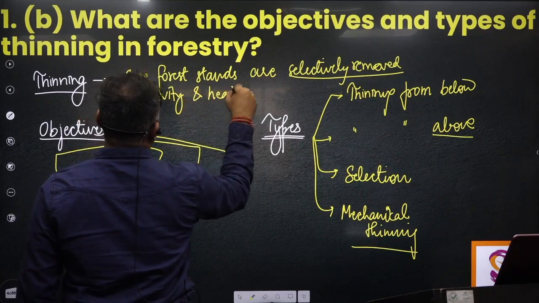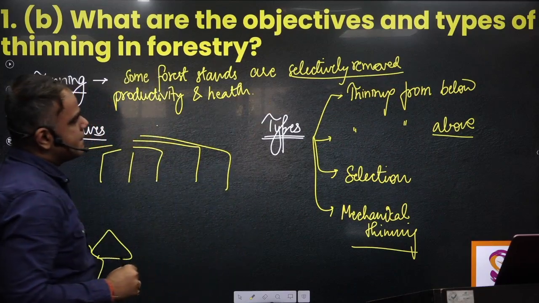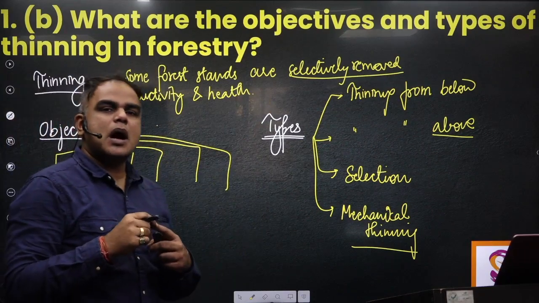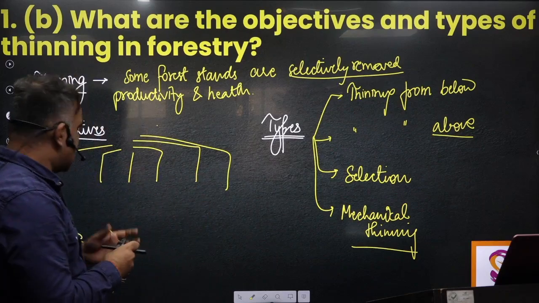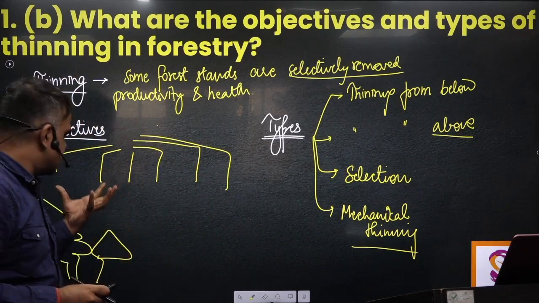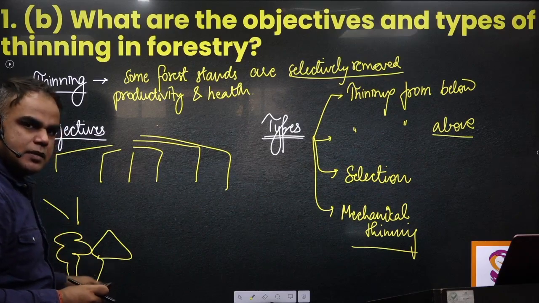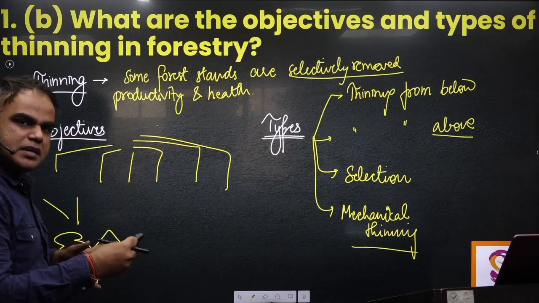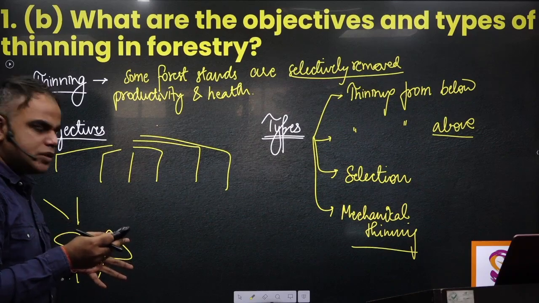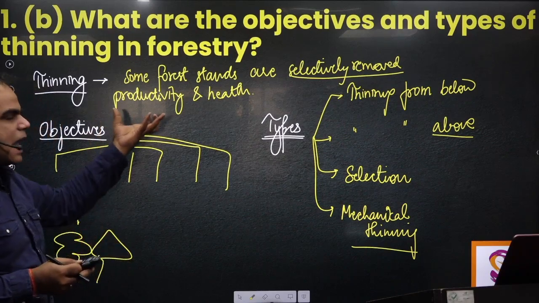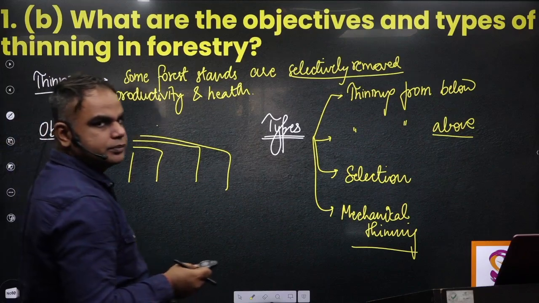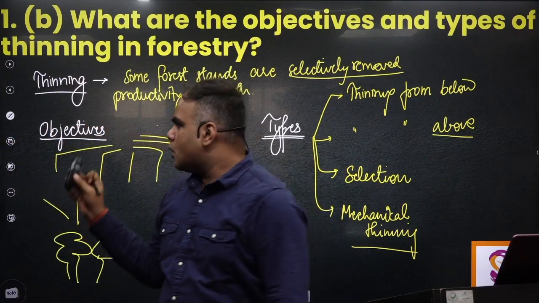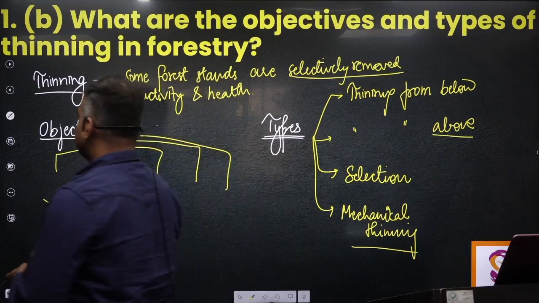And health of a forest. Productivity, how? Because more light, more air, other, let's say, variants are going to be available here. Okay. So thinning will help in this case because of reduced competition. And second, healthier stands will get promoted. Okay. Now what can be the objectives of thinning?